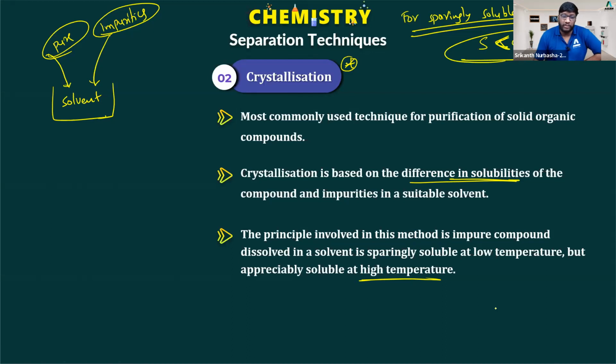If you remember ionic equilibrium solubility, if it is less than 0.01 molar, we call it sparingly soluble. So whatever the impure compound you have, that is sparingly soluble in the solvent at low temperature. But if you increase temperature, what happens? The dissociation increases, so solubility should increase. So it is appreciably soluble at high temperature.